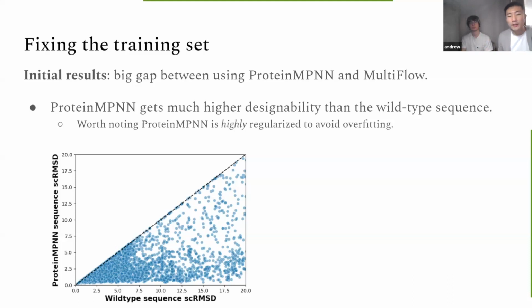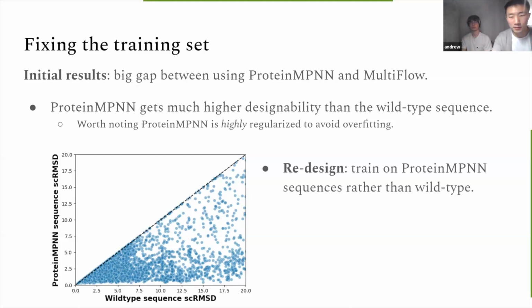There are even some where the structure that ESMFold predicts is way different from the wild type structure, with some sequences in the 10 RMSD range. So ProteinMPNN is able to really rescue those and give you designable sequences.